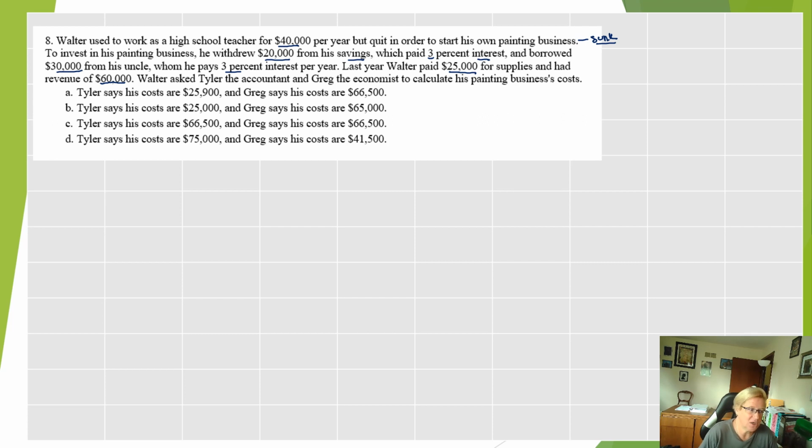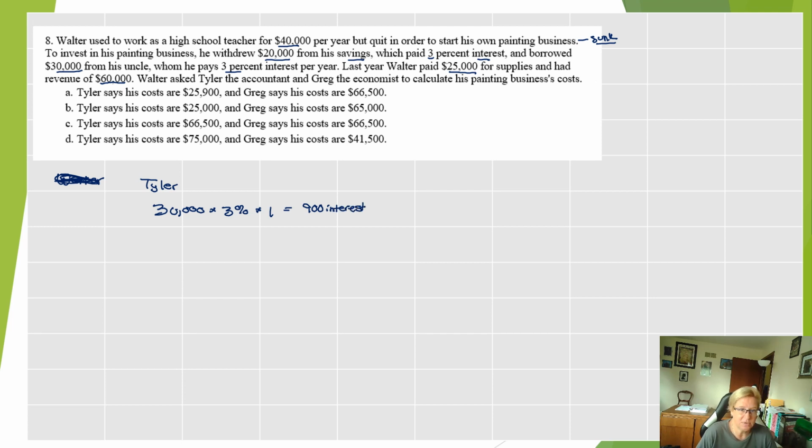So this problem goes to the heart of how accountants look at costs differently than, say, an economist. So let's take Tyler first. Okay, so Tyler, the accountant, says, all right, let's see. Withdrew $20,000 from his savings. Fine. Borrowed $30,000 from his uncle at 3% for 1 period. So that's $900 in interest.